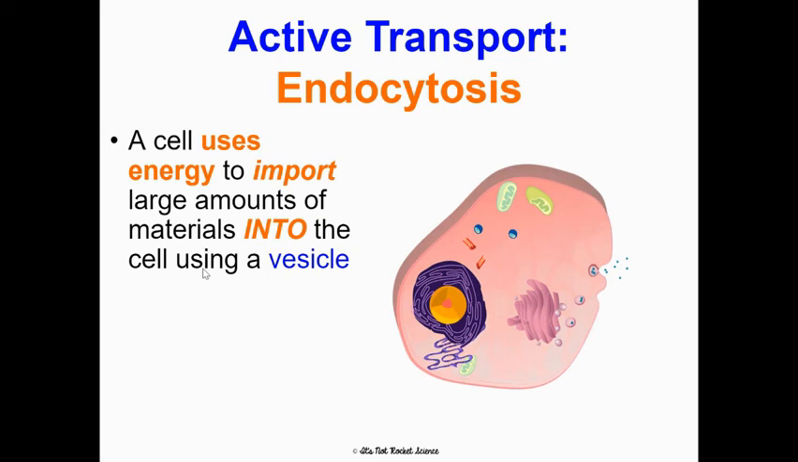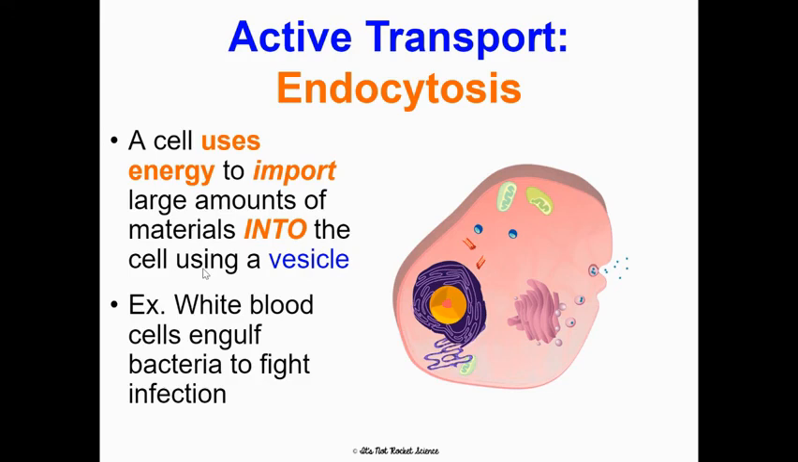So this can be large amounts or actually physically very large substances into the cell. So endocytosis is going in. It's almost like endocytosis, but not quite, unfortunately. And a good example of this is a white blood cell engulfs or eats a bacteria to fight infection.